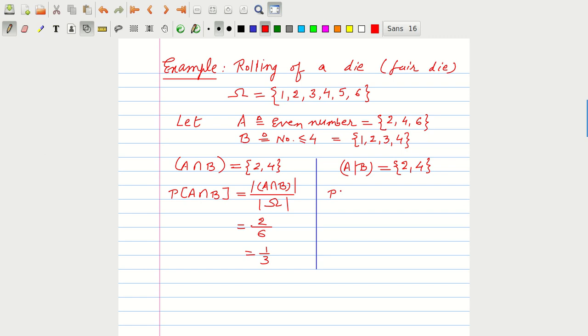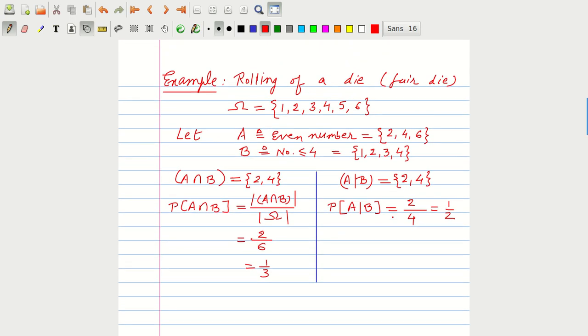The corresponding probability A given B is the number of points in the event A given B, which is 2, upon the number of points in the sample space. Now the sample space has reduced to B because B has already occurred. So the number of sample points is now 4, which is equal to half. So the conditional probability here is half, whereas the joint probability was 1 by 3. Clearly these two are not equal.